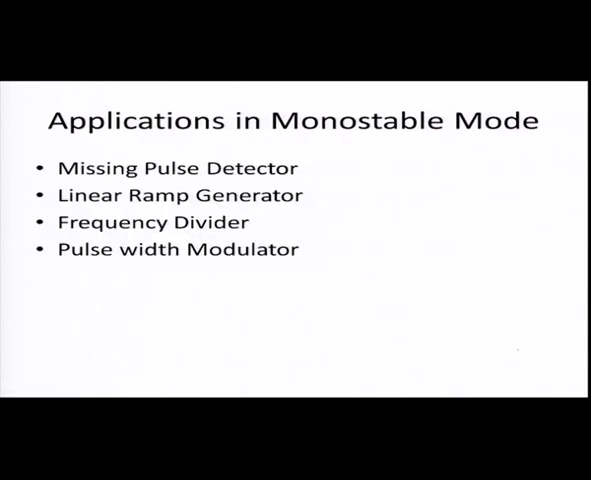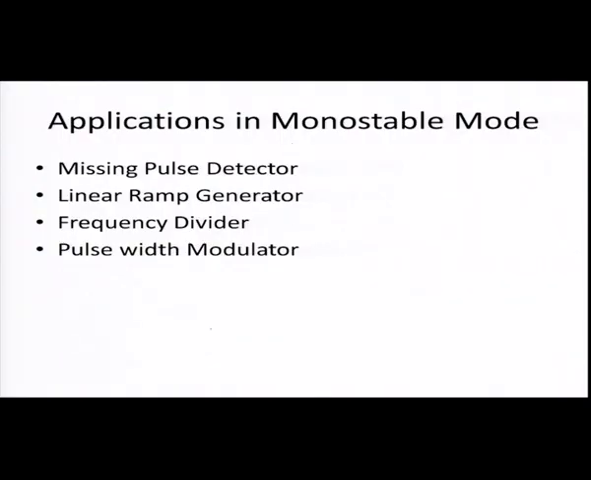And next we are going to see about the applications. I have just listed out the applications of monostable mode using IC 555. It is a missing pulse detector, linear ramp generator, frequency divider and pulse width modulator.